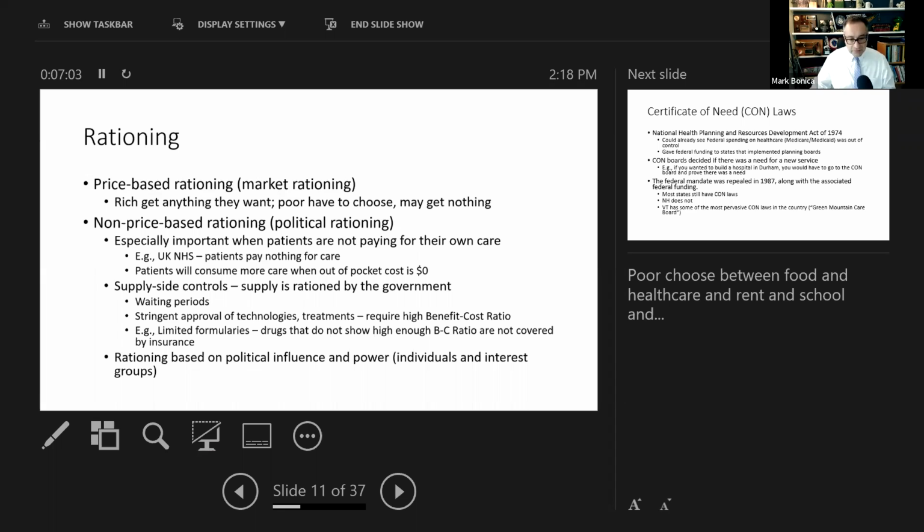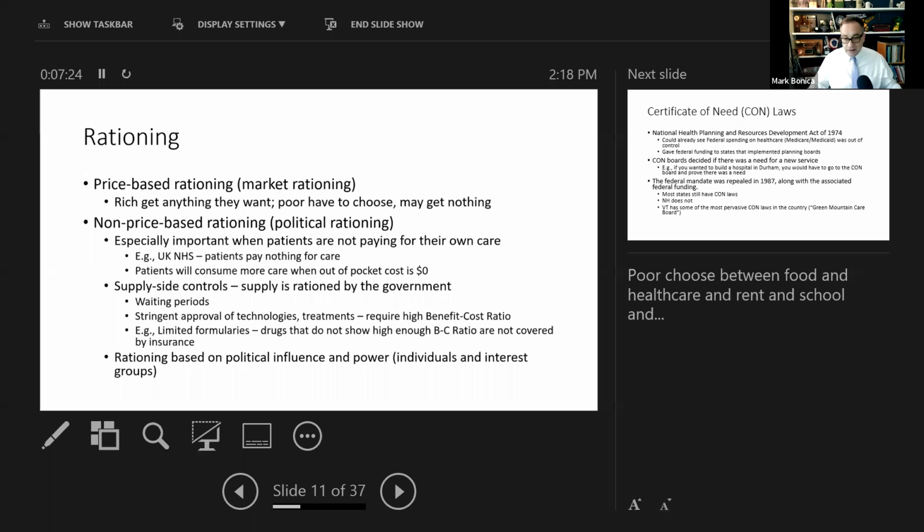Supply side controls also include things like stringent approval of technologies. Again, going back to that benefit cost ratio calculation. And then there are others that are more complex, including the quality calculation, which we're not going to get into because it involves some math. It's not super complicated, but it's beyond the scope of this class.